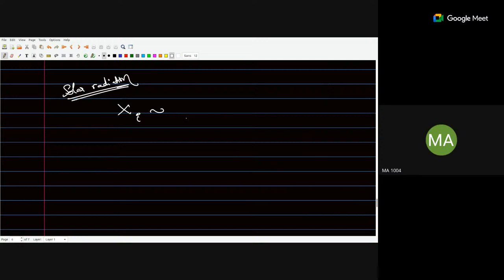So how are you defining your random variable? The random variable will be the solar watts per hour. So some quantity, solar watts per meter square per hour. Watts per meter square per hour.